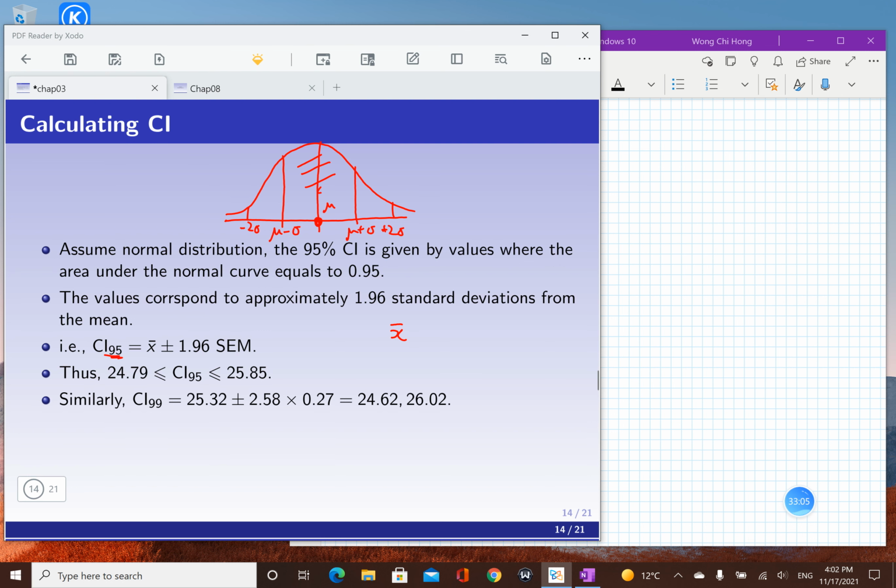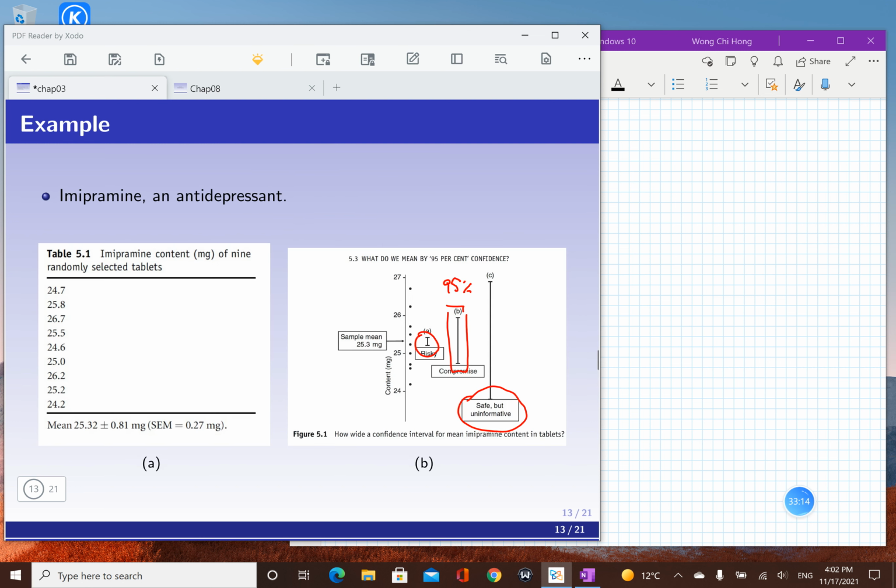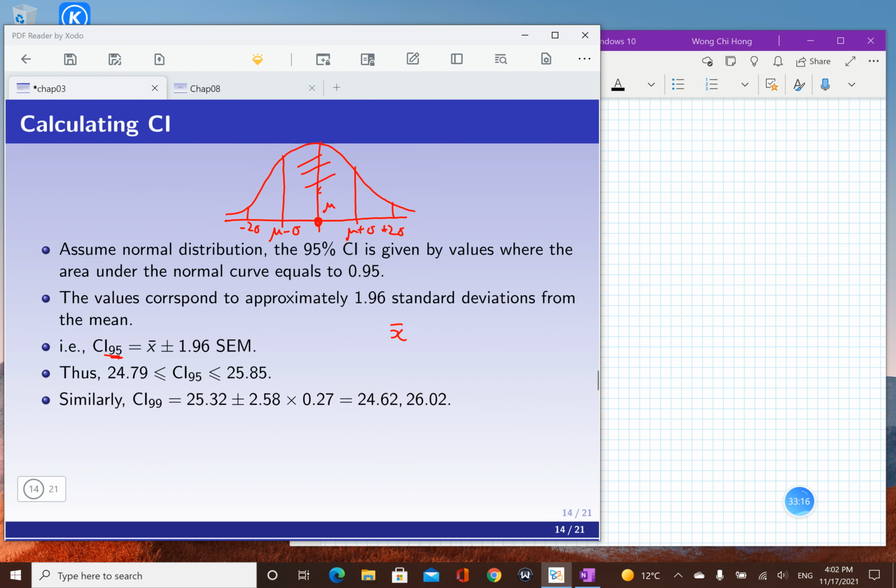So in this particular example, we've got our sample mean there. We can have our SEM value given already in the table here, 0.27. You just multiply it by 1.96 and then add it to or take it away from your sample mean. Then you have your interval where the true mean value should fall within, with a confidence of 95%.